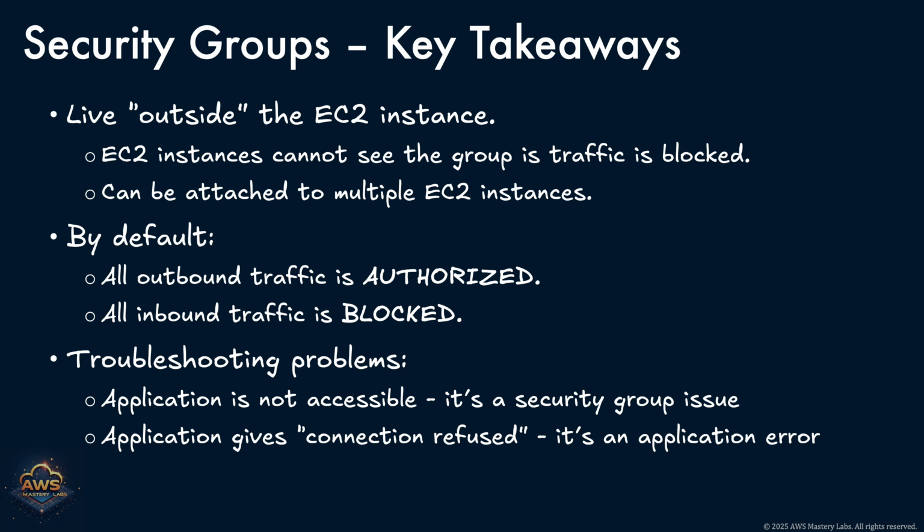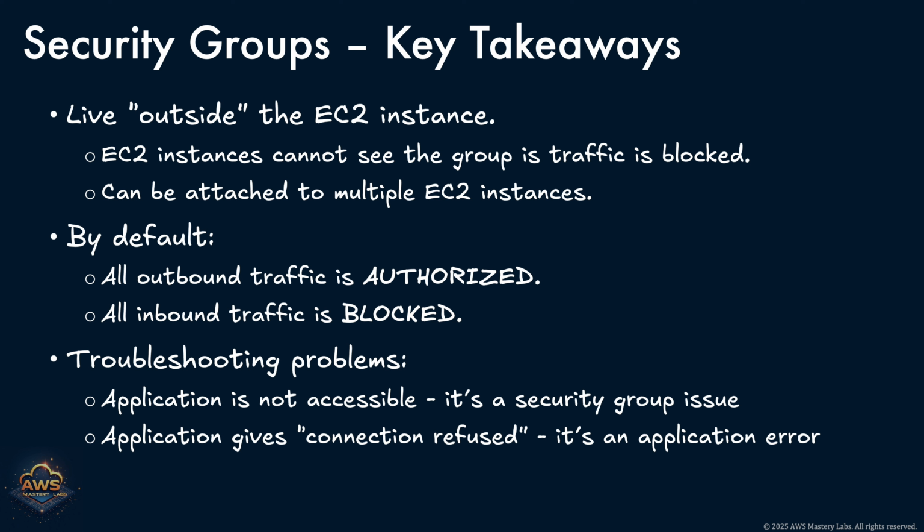Security groups in AWS live outside the EC2 instance, meaning they act as virtual firewalls that control traffic to and from the instance, rather than being embedded within the instance itself. This setup allows a security group to be attached to multiple EC2 instances, ensuring consistent security policies across them. By default, security groups are configured to authorize all outbound traffic, allowing instances to initiate connections to external resources without restrictions. They block all inbound traffic, denying any incoming connections unless explicitly allowed through security group rules.